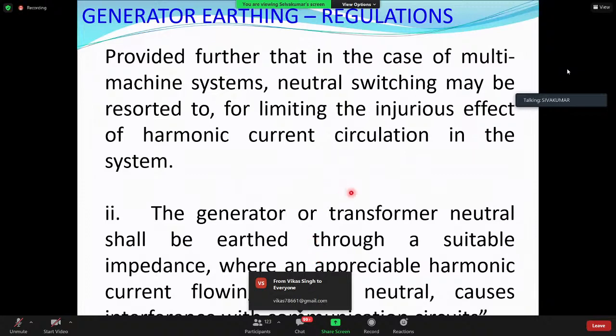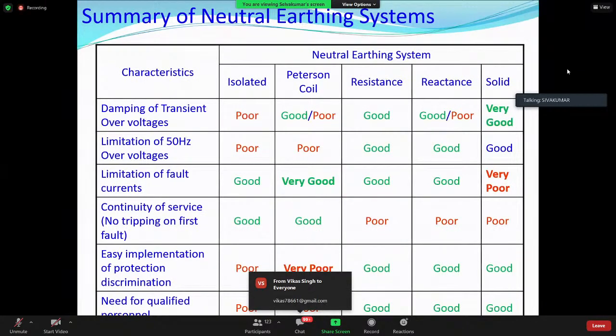So here is a general comparison of all the neutral earthing systems, with various parameters compared. Isolated means unearthed system, then graduating to Peterson coil, then resistance, then reactance, and then solid earthing. Transient over voltages, you can see, are poor. In Peterson coil, I said good and poor. Good in the sense that if the capacitance and reactance are perfectly matched always, 24 hours, 365 days, it is good. But due to switching on and off of system loads, if some capacitance or cables are taken out and XL and XC do not match, then it is poor.